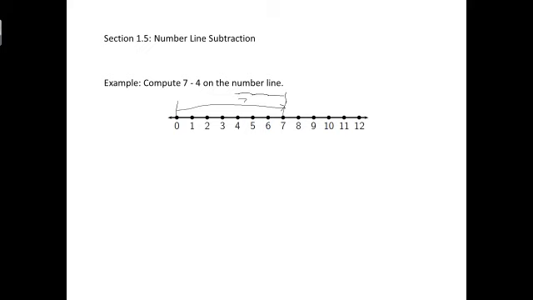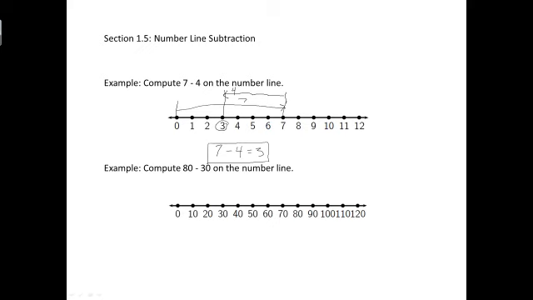Example, compute 80 minus 30 on the number line. Notice that we've used a spacing of 10 because that number is convenient for this problem. So once again, we start at 0, we go over to 80, and then we need to go back 30. So starting from 80, 10, 20, 30. 80 minus 30 is 50.